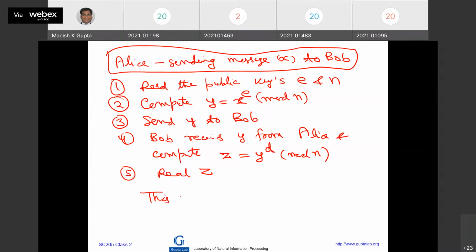So this works if we show that Z is equal to X. Right? If we are able to show that Z is equal to X, we are done. Got it? Alice wants to send X. She raises it to the power E. E is the public key of Bob. Send it to Bob. Call it Y. So Bob will raise it with his private key. Compute this mod N. If this Z turns out to be equal to X, then our system is working.